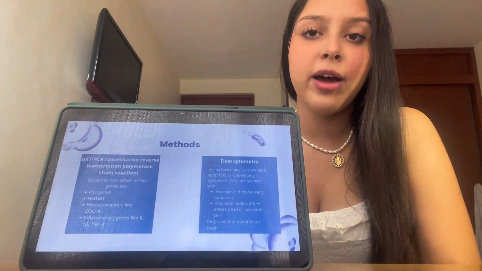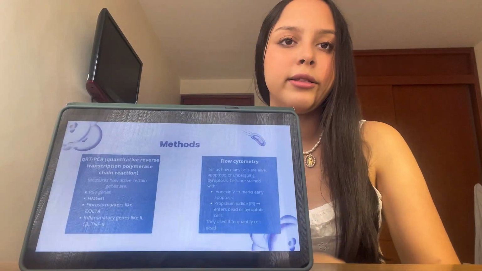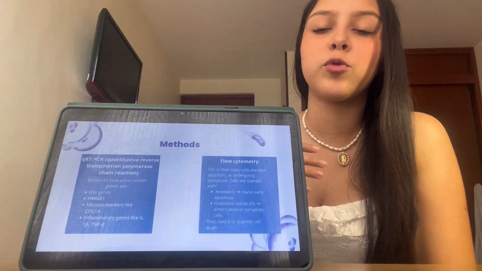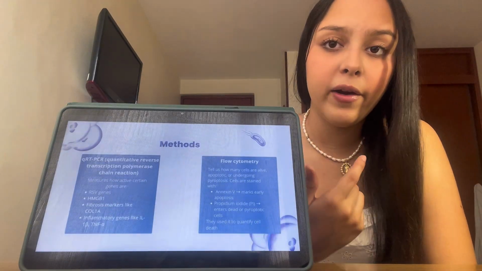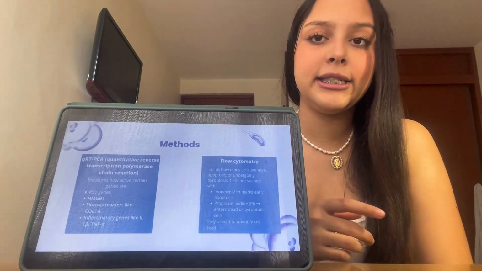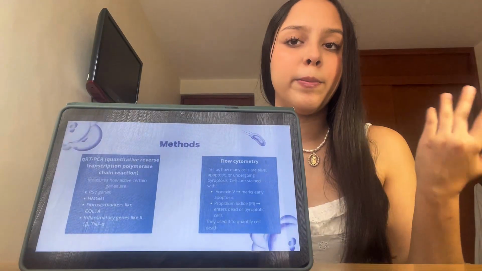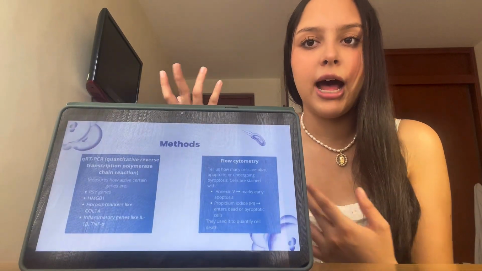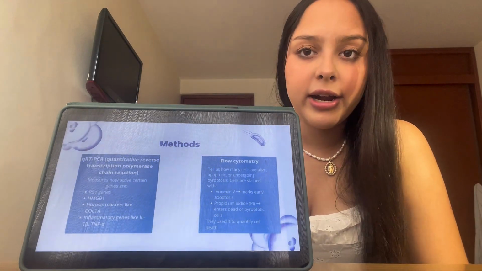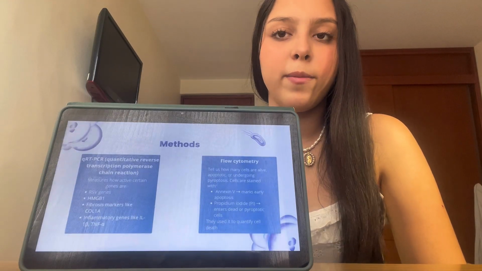Now with the methods. First, we have the quantitative reverse transcription polymerase chain reaction, in which they wanted to measure the expression of some genes. So what they do is they extract the RNA, then they convert that RNA to DNA, because DNA is where the PCR works. Then this DNA is amplified and tagged with a fluorescence signal. So the more fluorescence it shows, the more active the gene is. They wanted to measure the activity of RSV, HMGB1, cytokines, and the inflammatory and fibrosis markers.